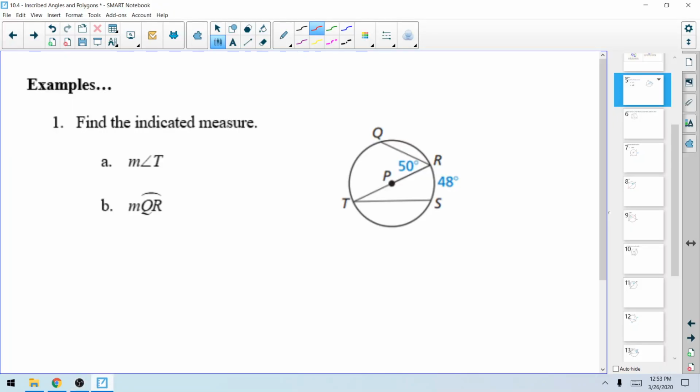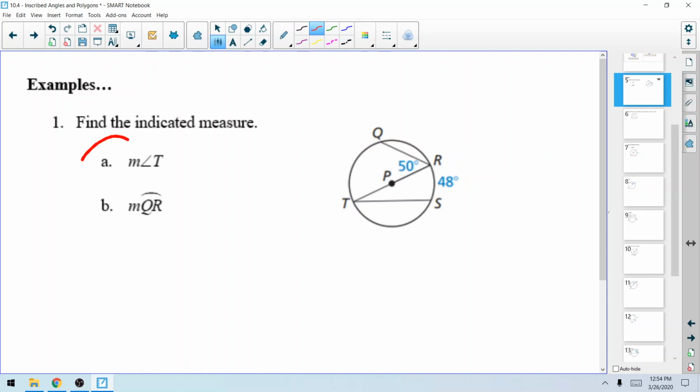Okay, everyone, moving on. Arc measures of inscribed angles. We're going to start with a couple examples here. Example number 1, find the indicated measure. So first of all, pay really close attention to your notation here. Make sure you know what it's asking you.